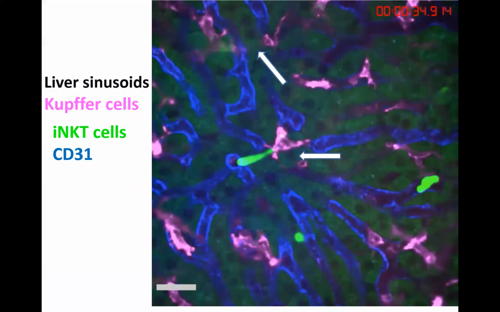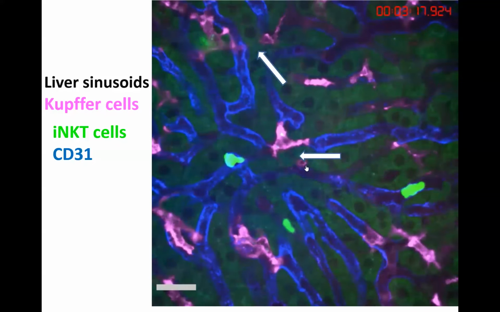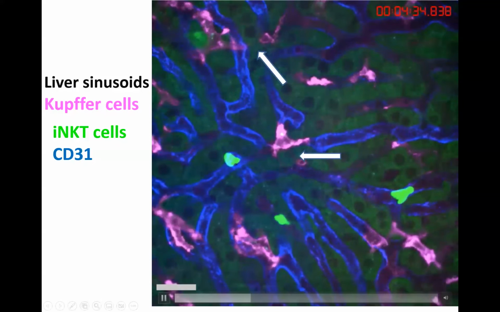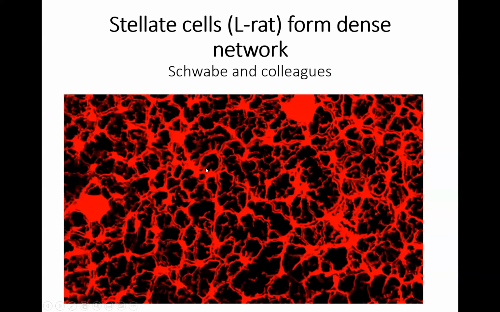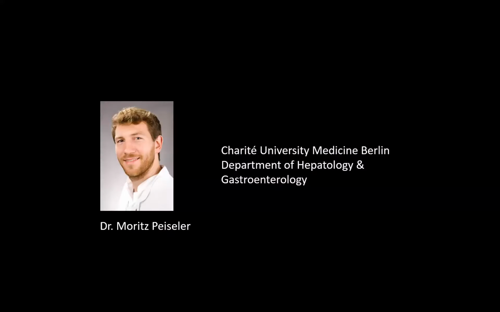Now, I've already shown you that these structures can occur. They reach out, they touch different cell types. They touch all these stellate cells. And now we know that the Kupffer cell is interacting with its external environment. Well, Moritz Peisler came to me and he said, Dr. Kubes, this is all very, very interesting, but my patients look a little different.